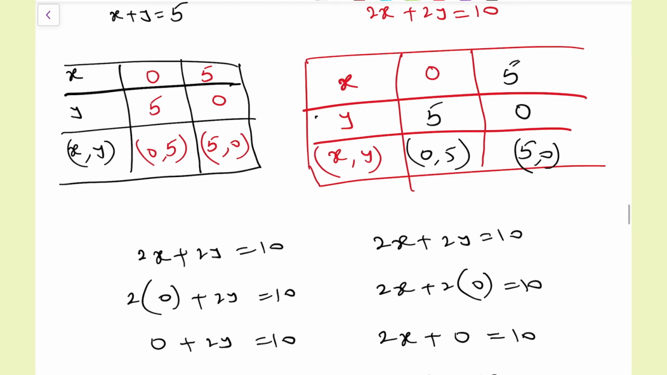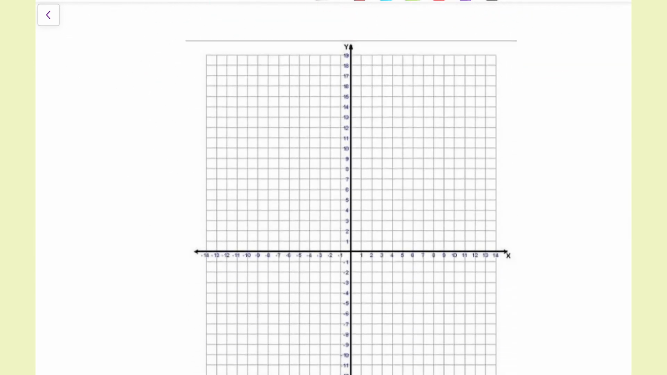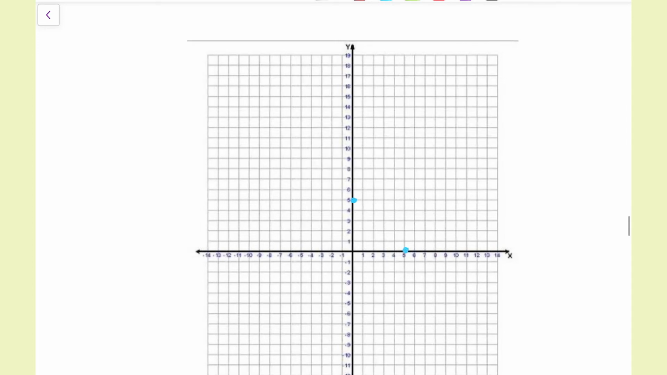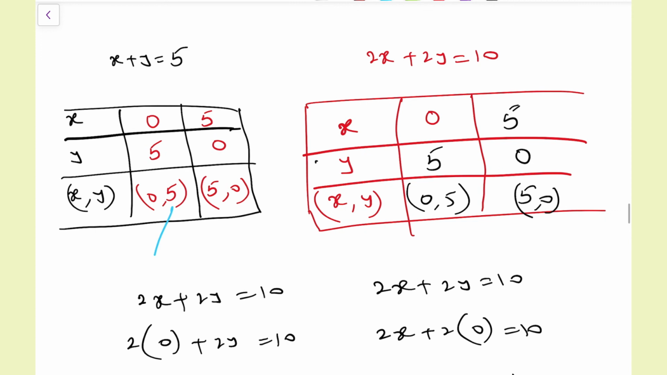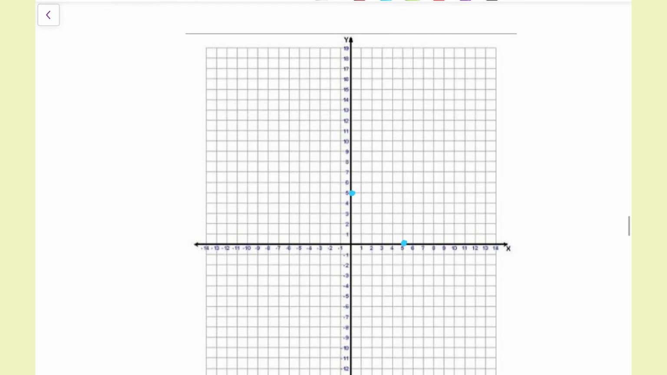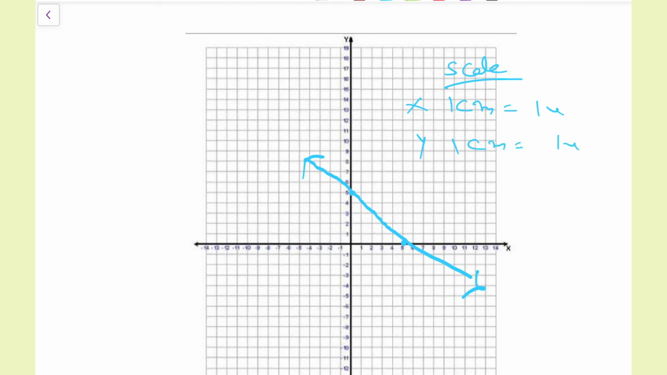Now let us represent these points on the graph. First one is 0 comma 5. Then the second one is 5 comma 0. Now if we observe the first table and second table clearly, 0 comma 5, 0 comma 5, 5 comma 0, 5 comma 0. Both the points are the same. So the two lines we will get one upon another only, because these two are coincident lines. Arrows are compulsory. Now in the top right side corner, keep the scale on x-axis and y-axis: 1 centimeter equals 1 unit, and 1 centimeter equals 1 unit.